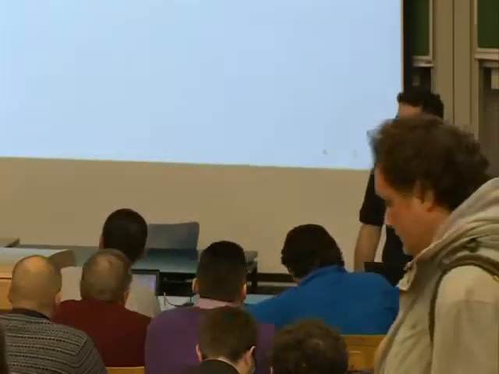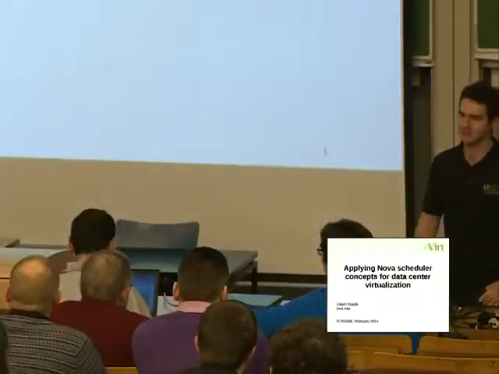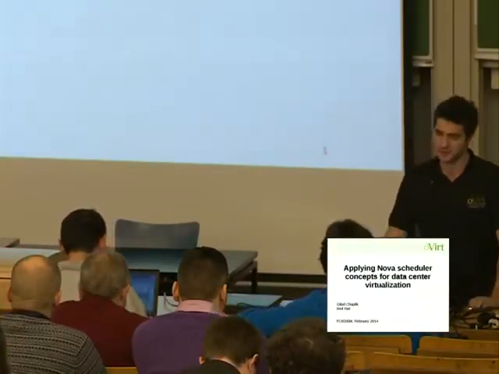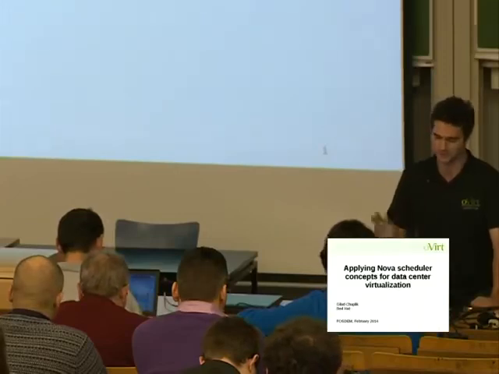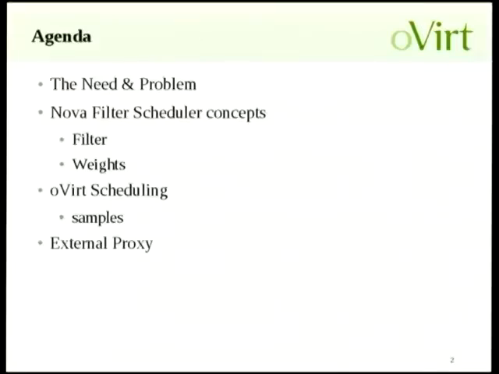Hi, my name is Gilad. I work for Red Hat. I'm a co-maintainer in the oVirt project, and I'm working for the SLA and scheduling team. Today I'm going to talk about VM scheduling within oVirt, how it evolved, and so on. Basically, we'll talk about the problem of scheduling a little bit, then we'll go ahead and talk about Nova filter scheduler concepts, and then we'll deep dive into oVirt scheduling, giving a lot of samples. I think the best way to understand stuff is through samples.